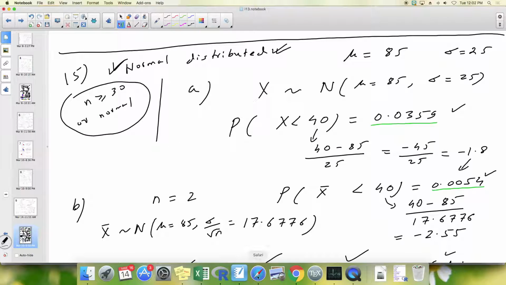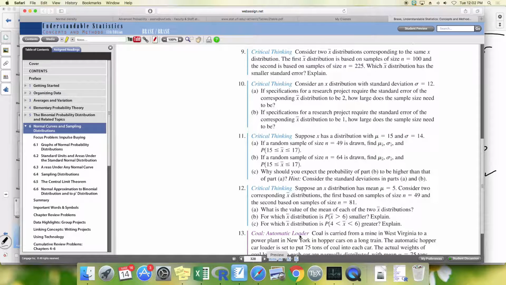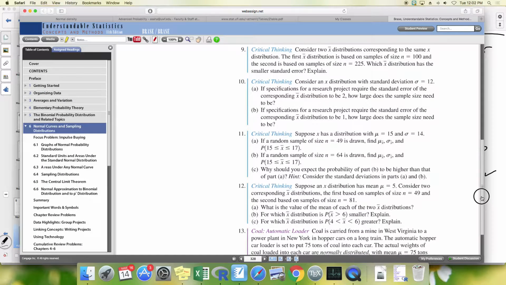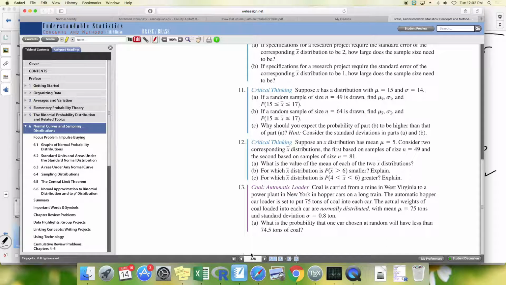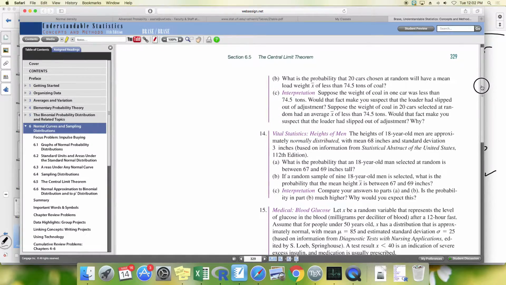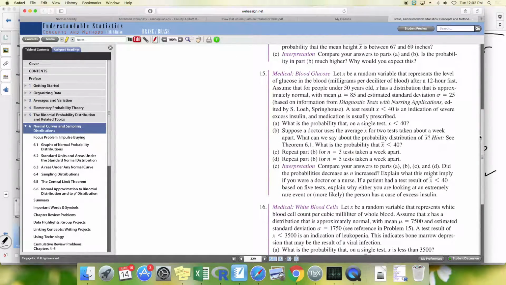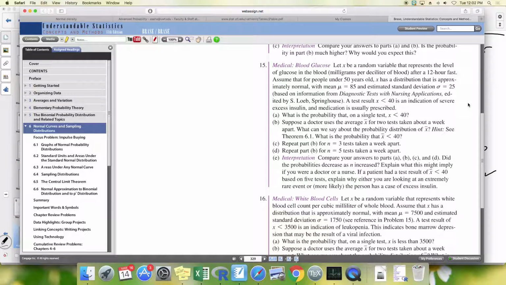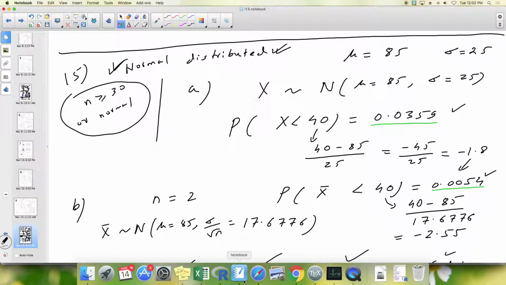Just a similar kind of thing happening, but with a little interesting twist. Question 12 you can do, it's the same kind of thing going on. But question 15 is slightly more interesting. Here mu is 85, sigma is 25, and if you read the question, it's normally distributed.